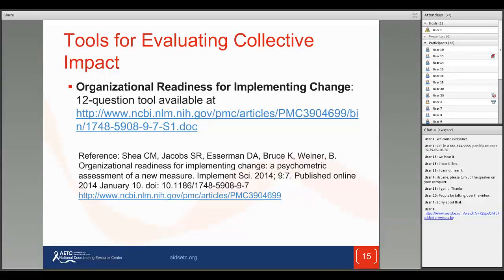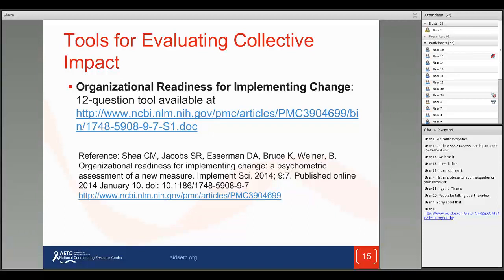So now I'm going to touch upon some of the tools for evaluating collective impact. I talked a little bit before about how we've been focusing on individual level of behavior change and how we measure that along the stages of change. This has been expanded under Weiner's research of organizational change, organizational readiness for implementing change.